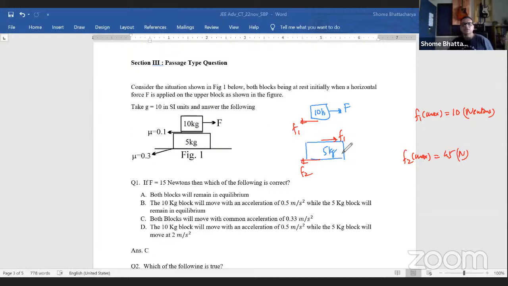Okay, so from that you can understand that this block will never move. This block's acceleration a2 will always be 0, no matter how much force you apply here, because f1 cannot exceed 10 and f2 is going up to a maximum of 45. You understand it? Whereas for this one to move, a1 will be 0 for F less than or equal to 10 newtons, and a1 will be non-zero for F greater than 10 newtons.